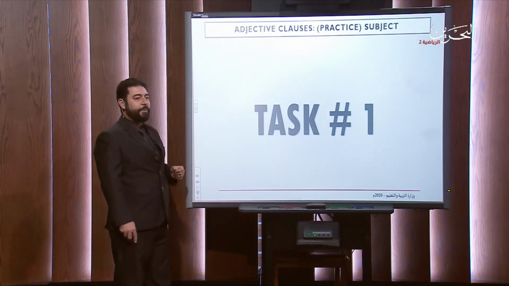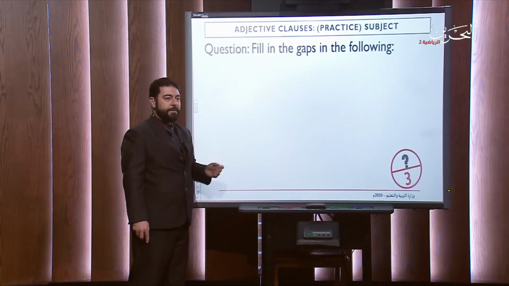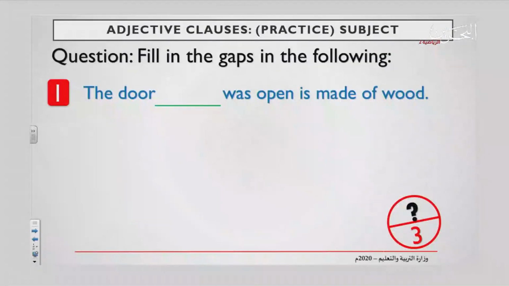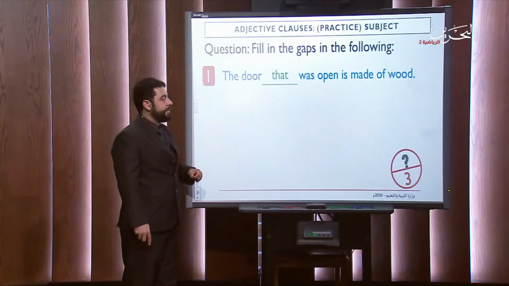All right, let's have a quick task. Fill in the gaps in the following, and you have a mark of 3. Number 1, the book, gap, was open, is made of wood. Okay, you have to use a relative pronoun in this. Quickly do that in your notebook. You have 5 seconds. All right, let's check the answer. That. The book that was open is made of wood.